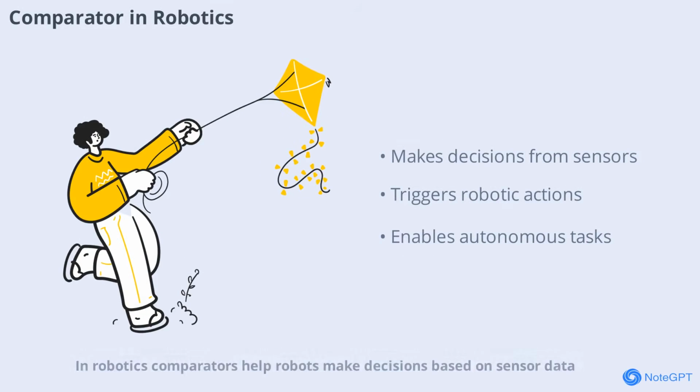In robotics, comparators help robots make decisions based on sensor data. For instance, a robot might use a comparator to determine if an object is within a certain distance, triggering a response. This enables robots to interact intelligently with their environment and perform tasks autonomously.